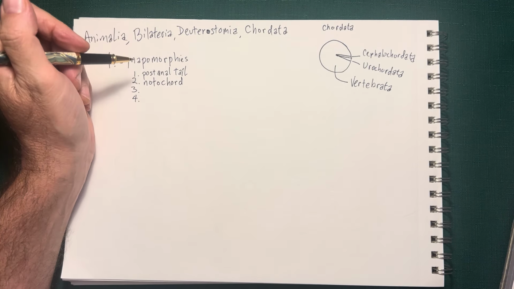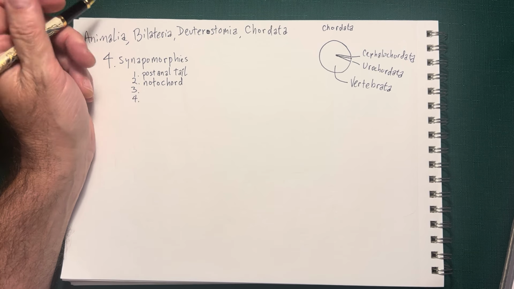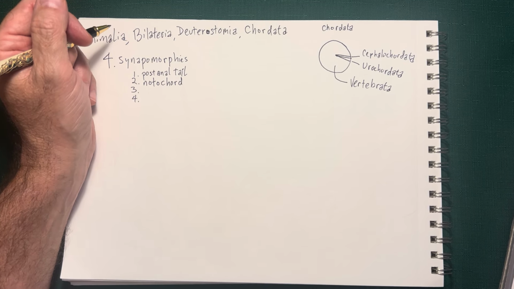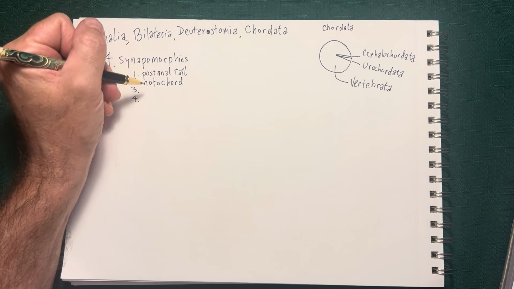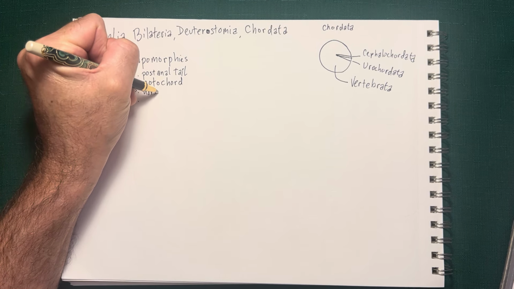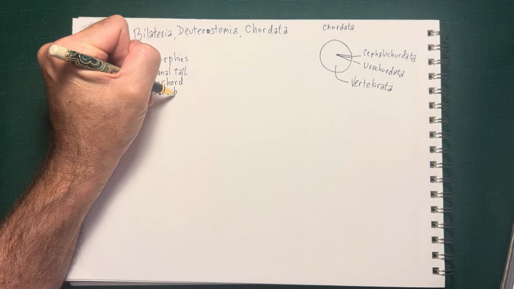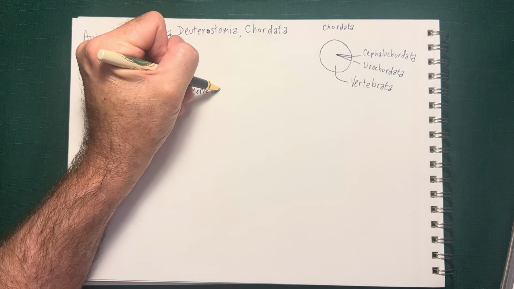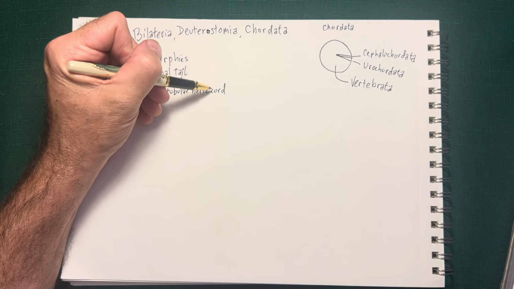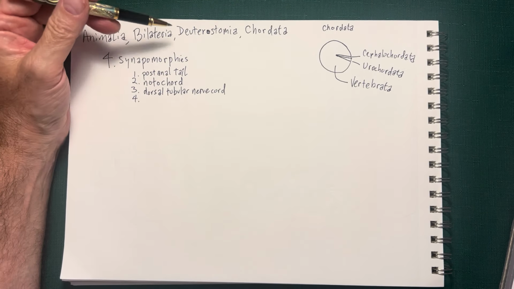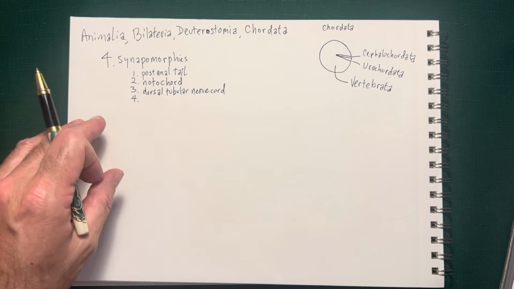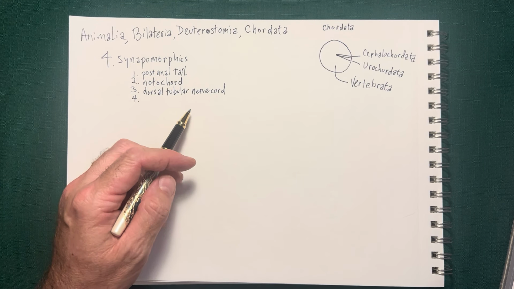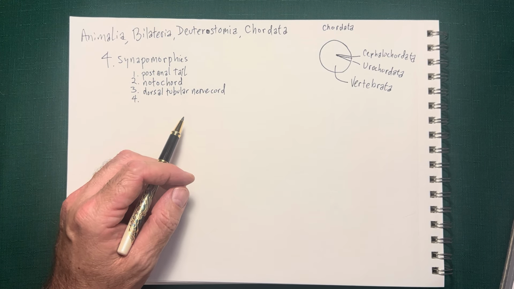A notochord is a stiffened cartilaginous rod that gives the animal some stiffness and helps to direct movement. A dorsal tubular nerve cord. So contrast this with what we saw in the protostomes, where a lot of them had pairs of ventral nerve cords that were linear. Now we've got a dorsal nerve cord that's also arranged into a tube. So that's different.